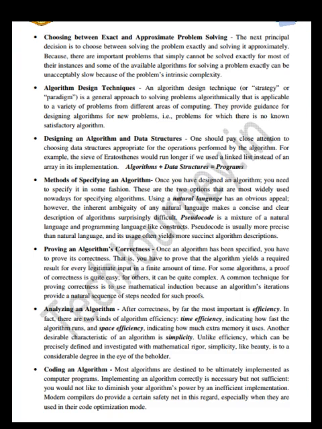Now let us see coding an algorithm. Most algorithms are destined to be ultimately implemented as computer programs. Implementing an algorithm correctly is necessary but not sufficient. You would not like to diminish your algorithm's power by an inefficient implementation. Modern compilers do provide a certain safety net in this regard, especially when they are used in their code optimization mode.